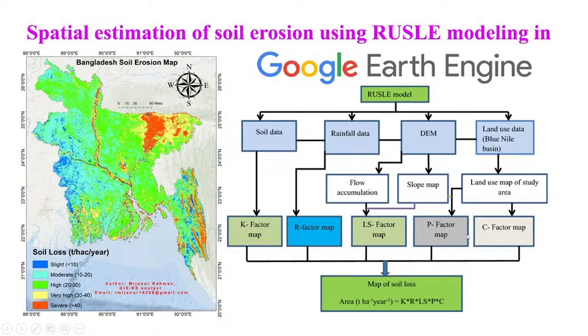So in this session, I will talk about this algorithm and then how we can easily implement the RUSLE model in the Google Earth Engine platform and create this type of map. You can see it's showing the Bangladesh soil erosion map.